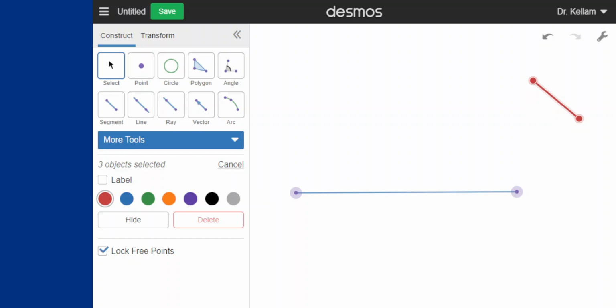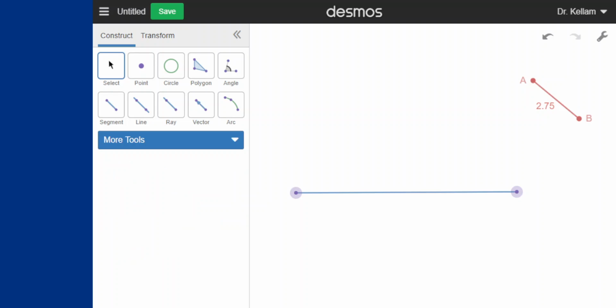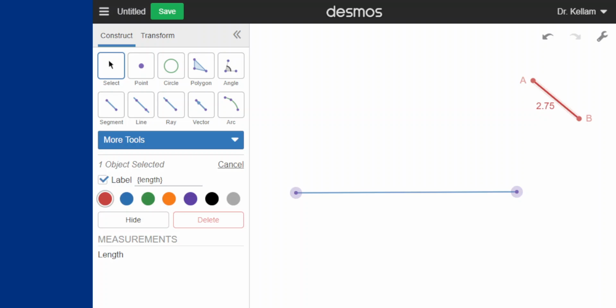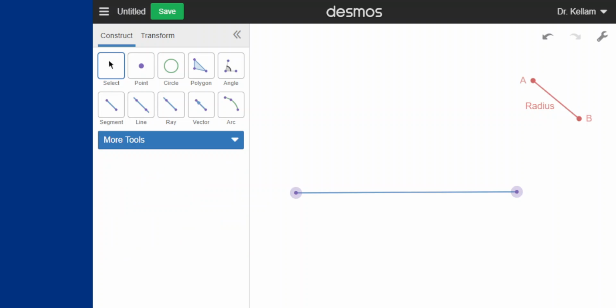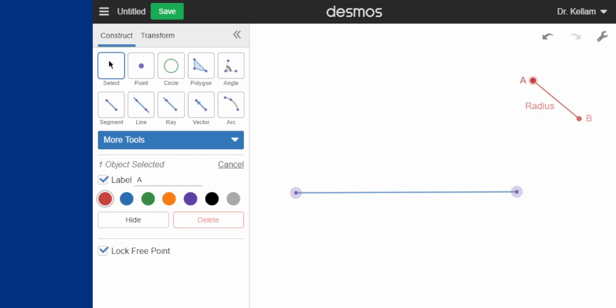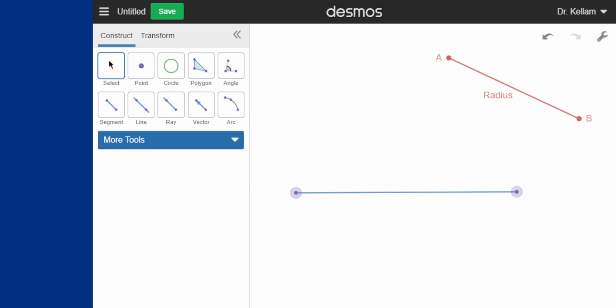create a radius, and that radius really can be anything overall. I'm just going to name it here so we have our radius. Now, there is one catch for the bisector, and that is our radius needs to be at least half of this segment's length. So I'm just going to extend it out, lock that back down.